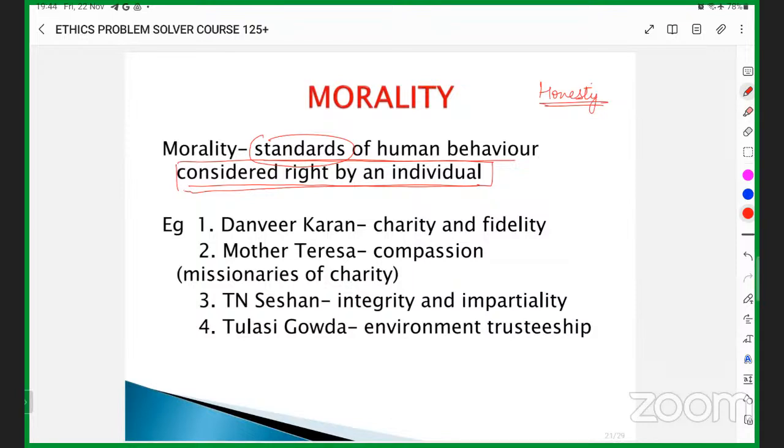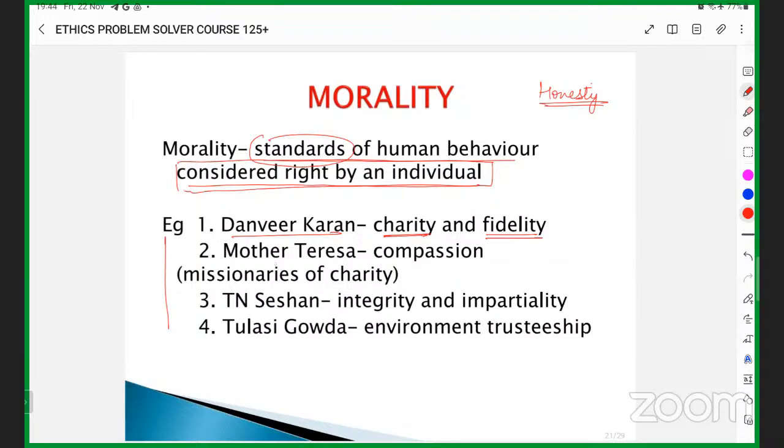So, morality is what a person feels is right, the standard that a person feels is right. So this is how morality and value is different. Let's see the examples. Danveer Karan, an example from the ancient times, showed the value of charity and fidelity. He showed the value of charity by giving Kavach and Kundal to Lord Krishna. And he reflected the value of fidelity by staying loyal towards his friend Duryodhan till the very end.